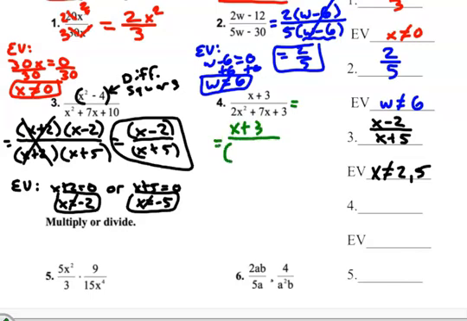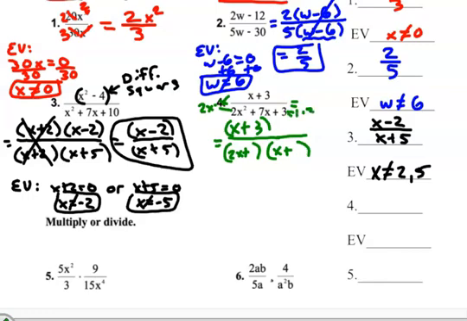On the bottom, we're looking to try to factor 2x squared plus 7x plus 3. For 2x squared, I have to use 2x times x, so I'm going to put those in the front spots. Everything is positive, so I have a plus and a plus. I want to try to make a 7 in the middle.